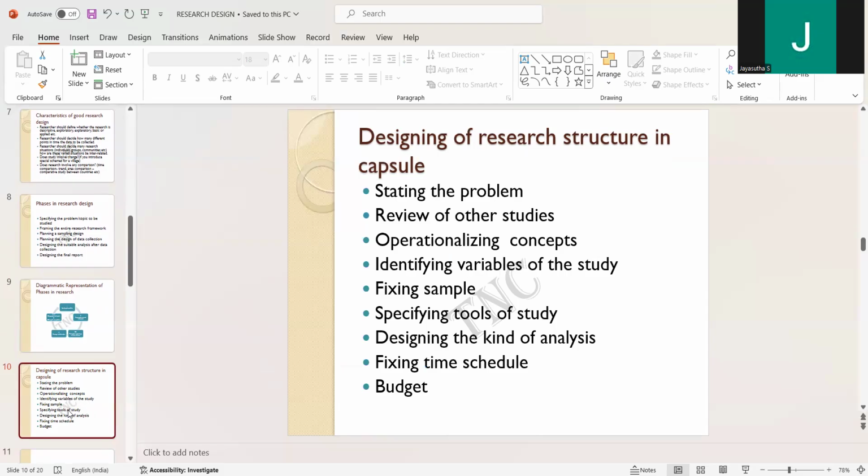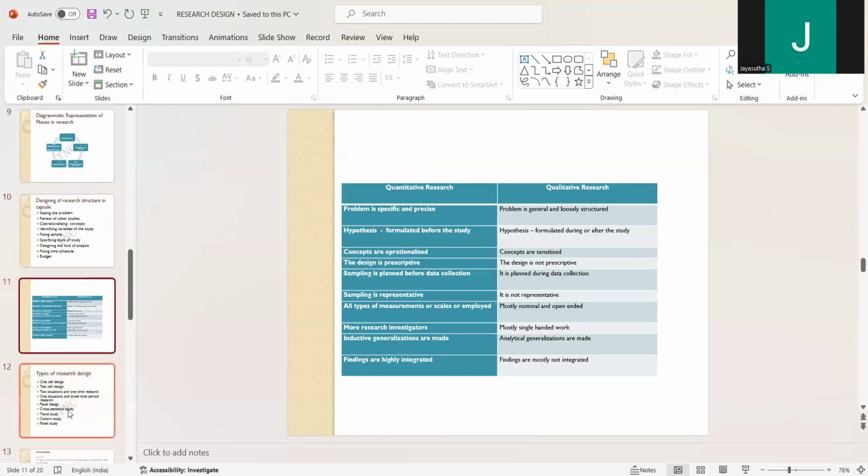Specifying the tools of the study, designing what kind of analysis we have to follow, fixing the time schedule, and then the budget. These are more important things. It's three things only: stating the problem, fixing the time schedule, and then the budget. Before that, already we have to finalize the tools also.